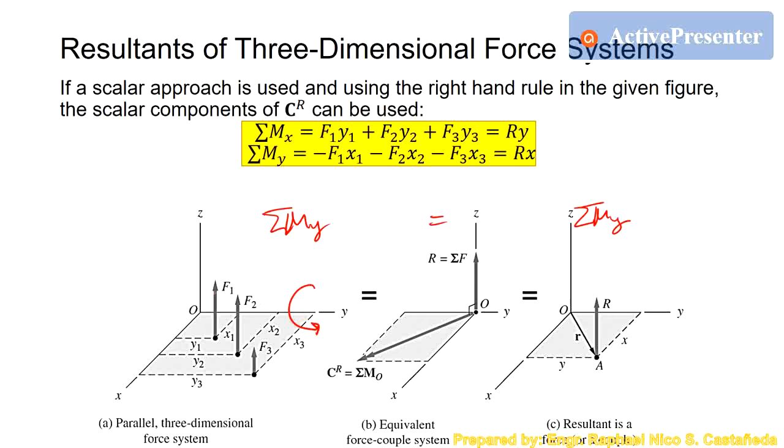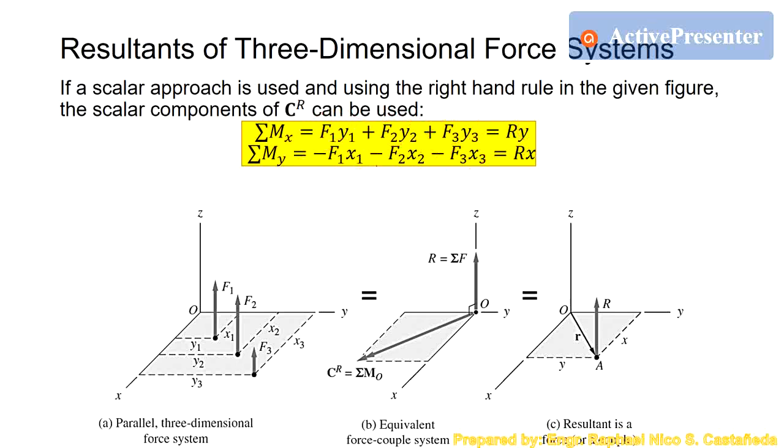As you can see, if we follow the right-hand rule, F1, F2, and F3 are opposing the moment, so that will be negative: negative F1 times x1, F2 times x2, F3 times x3. Then this one right here is R times x. That is an easier way to get x and y directly, because mostly these values right here are already given.